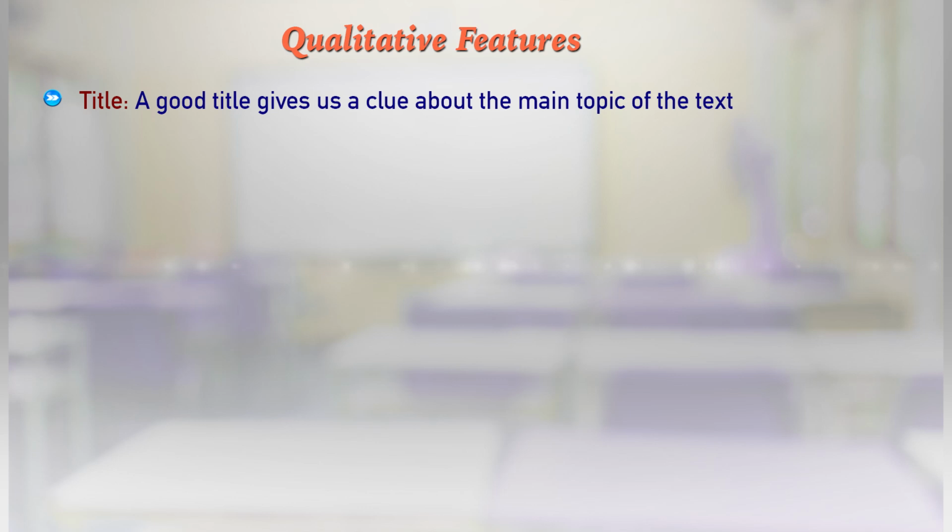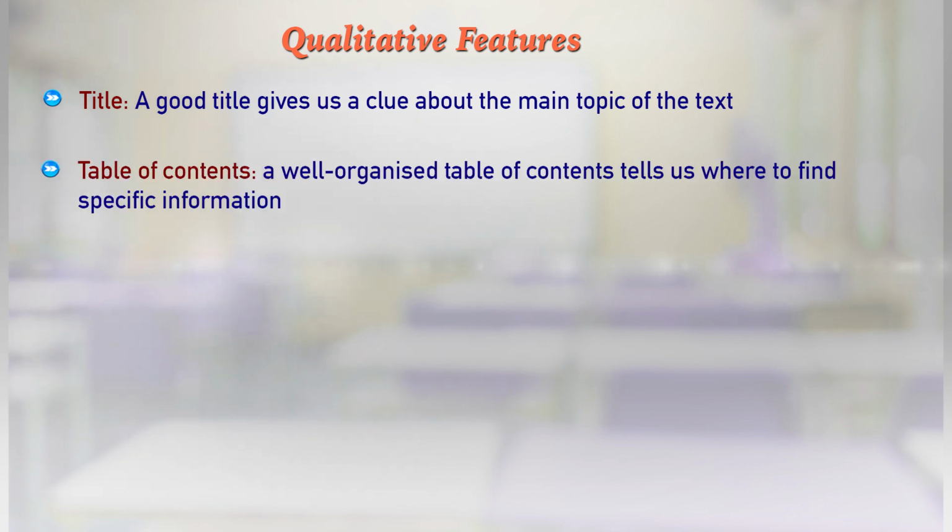Before we move on to discussing the last feature that determines the complexity of a text, let us quickly discuss the components of a text and its specific purposes. The title. What does a good title do? It gives us a clue about the main topic of the text. Then there is the table of contents, and a well-organized table of contents should tell us where to find specific information.